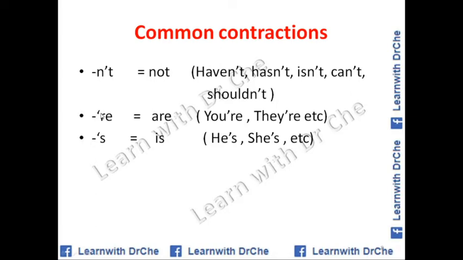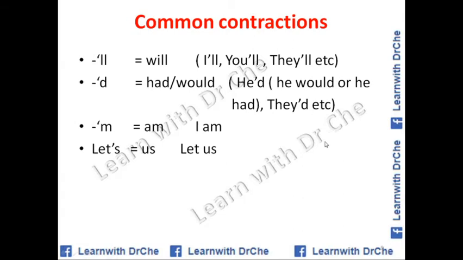And with are we put an apostrophe in this way, not in this way. We say you're, they're. And with is, we only use apostrophe and s: he's, she's. Instead of she is, we say she's. Common contractions, and next, will: I'll, you'll, they'll.